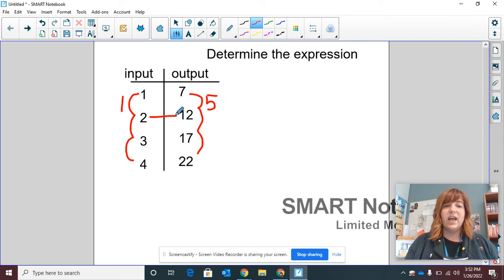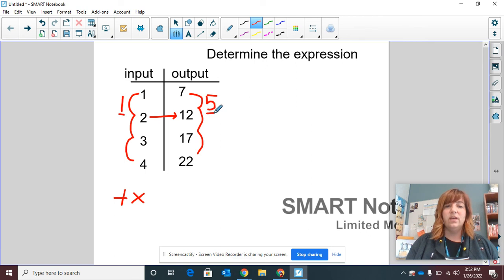The other thing we need to look at is if it's getting bigger or smaller. In this case, moving from input to output, the number is getting bigger. So the operations that will help us get numbers to get bigger is a plus or a multiply. Once we know that it's getting bigger, we have to look at the pattern itself.